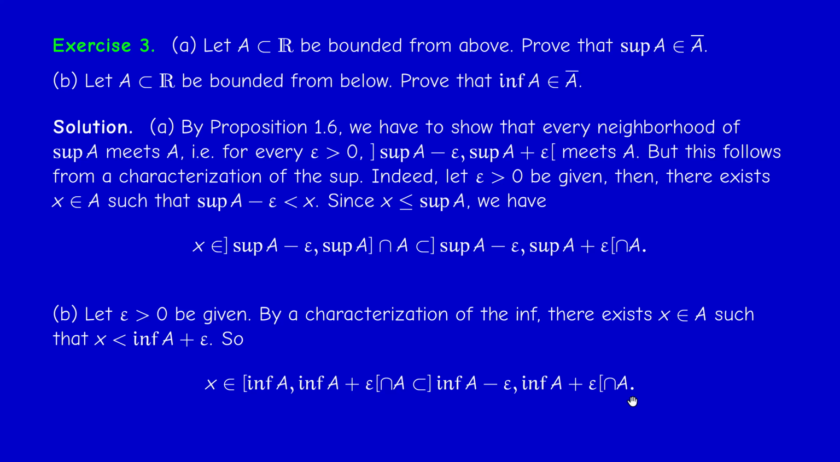Now we can conclude what? We can conclude that if A is closed, then the supremum is actually a maximum because it belongs to A. So the sup is a max only if it belongs to the set. So this concludes exercise 3.